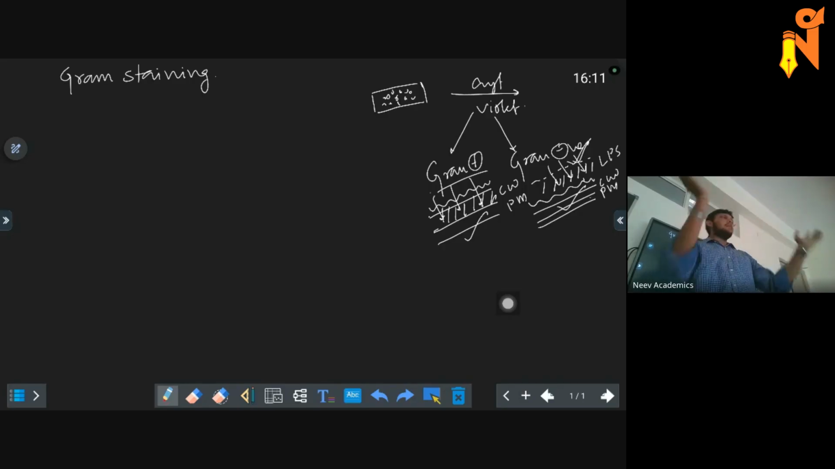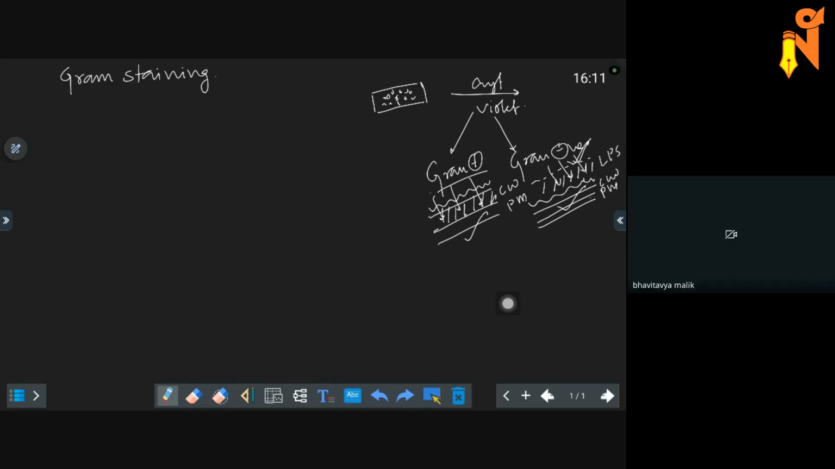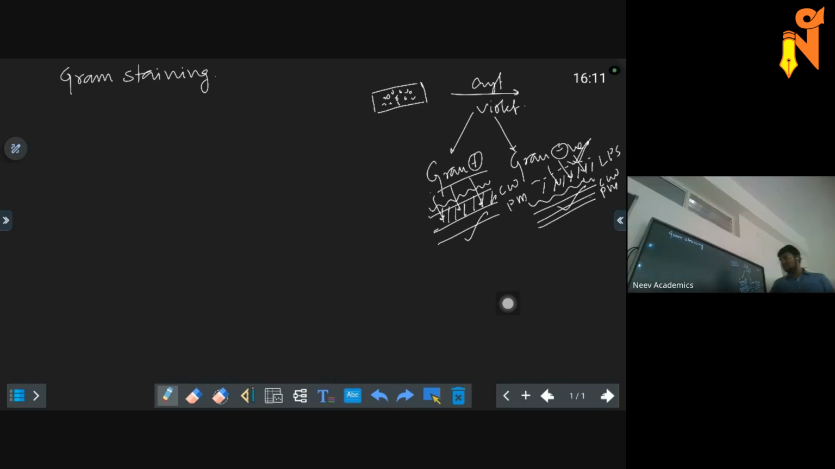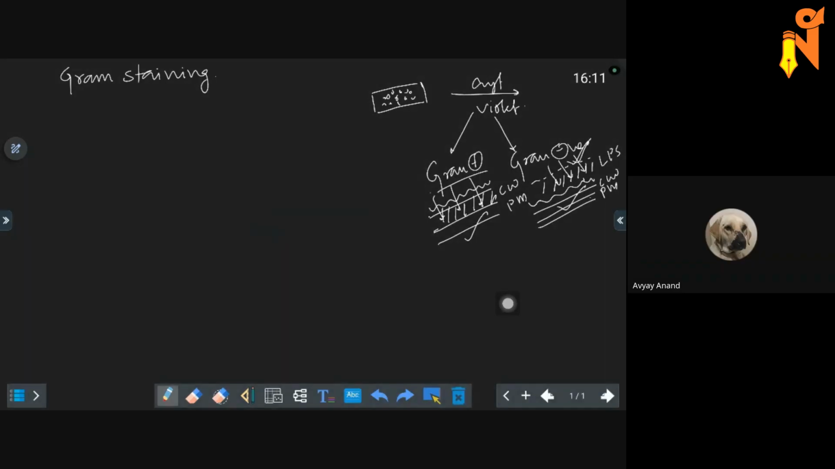Guess. I'm just letting you guess. There is a group of bacteria which is gram-negative in nature and still doesn't cause disease. They are a non-pathogenic gram-negative group of bacteria. Yeast? No, not yeast. Yeast is not a bacteria. Mycoplasma? No, not mycoplasma.